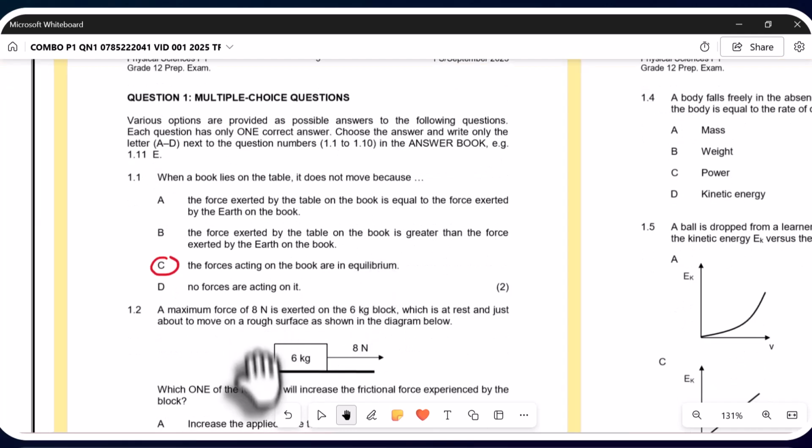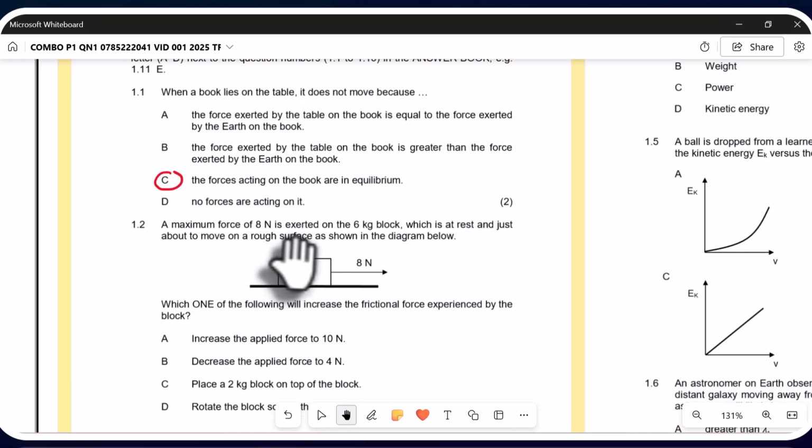They say increase the applied force to 10 newtons. Now, because it is just about to move, this one will not increase that force. Then they say decrease the applied force. That one does not work. Then they say place a 2 kg block on top of the block. Now, this one is correct. Why?